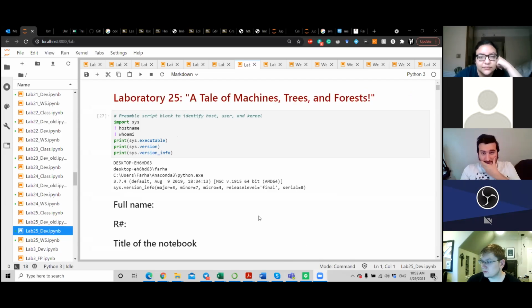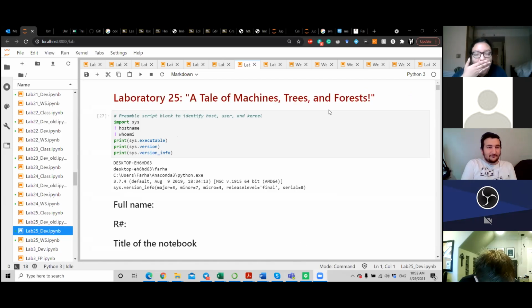So let me put everything together. We are working on lab 25, a tale of machines, trees, and forests. I want to give you an official welcome to your last lab of this course. I need to interrupt real quick. Is there a database that goes with that lab? I don't think so. Okay. We are going to use the Iris dataset, and they have it. Yep. All right. So let us see what we have today.